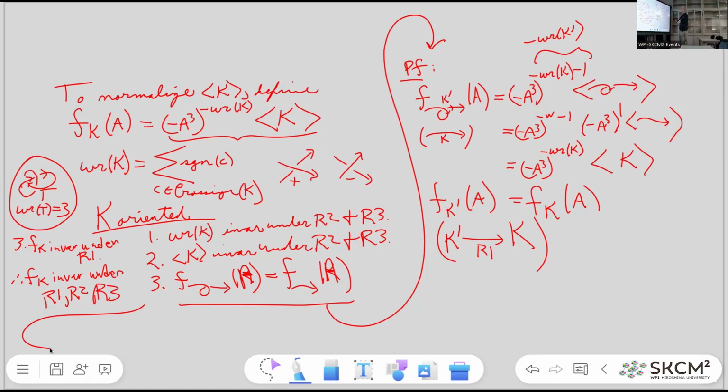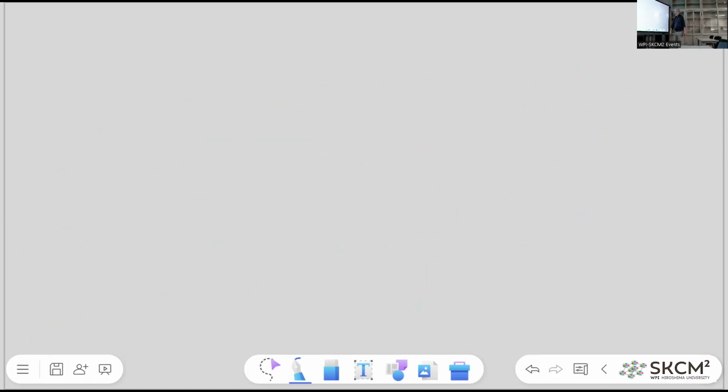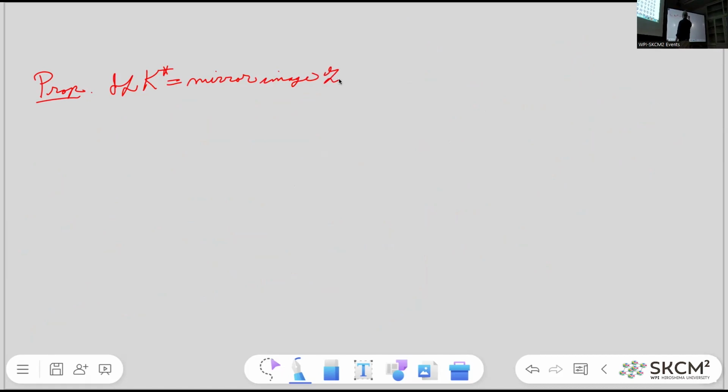And for calculation purposes, it makes sense to calculate the bracket and then normalize it when you're done, rather than try to invoke that during the middle of the process. Now, there's another theorem that we need. So any question about that? That's the foundation. Here's a proposition. If K star is equal to the mirror image of K, with all crossings changed.